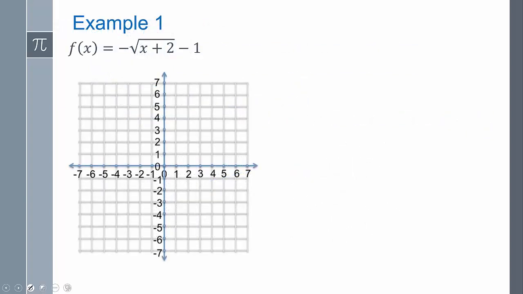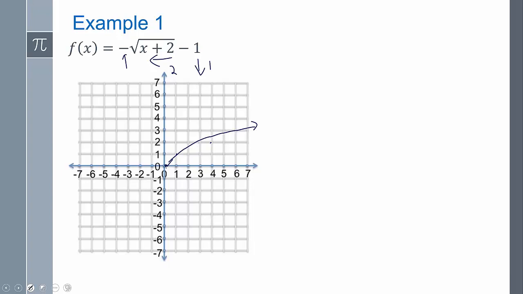So let's look at this example here. I know that there's a reflection about the x-axis. I know that there's a horizontal shift. It's going to move over 2 spaces, and it's going to move down 1. One thing that I like to do is think about what the parent graph is. So that's what my parent graph would look like for a radical function.